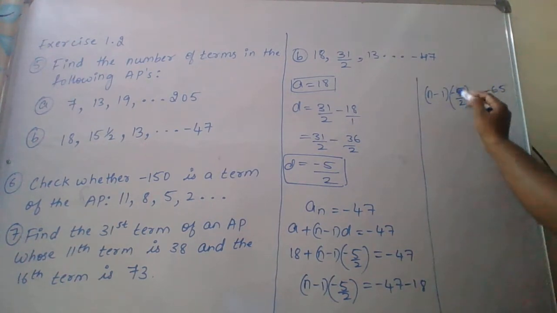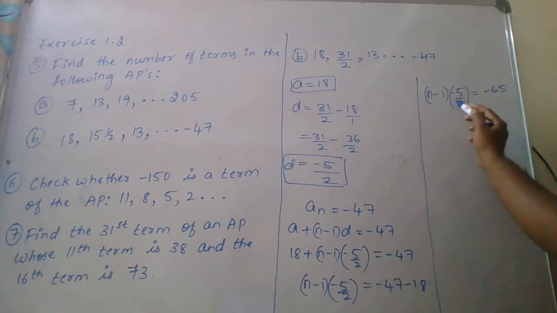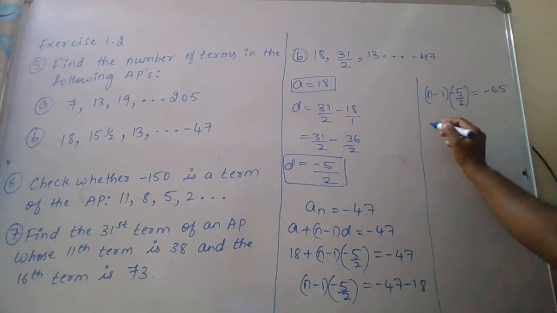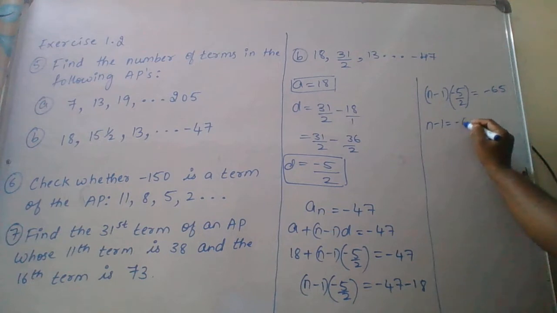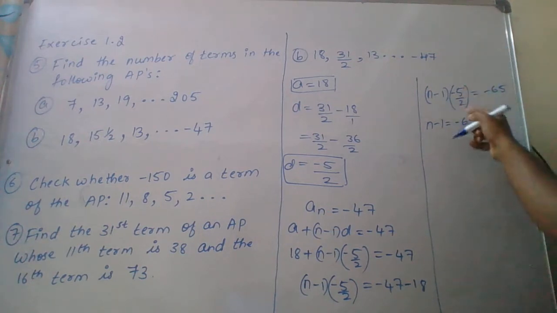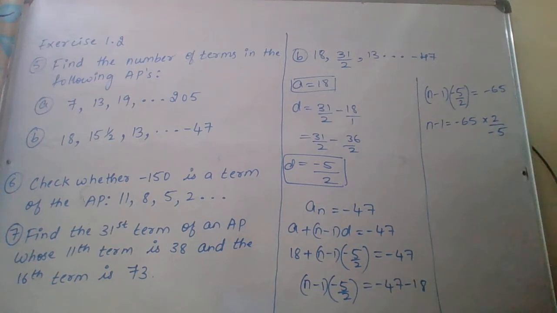Remember, this minus 5 by 2 is in multiplication with this. If I send it to the other side, it will become the reverse, the reciprocal. Minus 65, this minus 5 by 2, if I send it this side, it will become 2 by minus 5. Because 2 is in the denominator, it goes to the numerator, and 5 is in the numerator, it comes to the denominator if you transpose it to the other side. So minus and minus get cancelled.